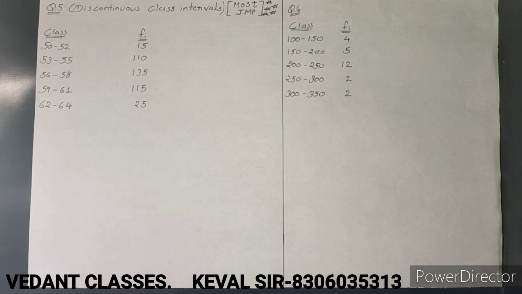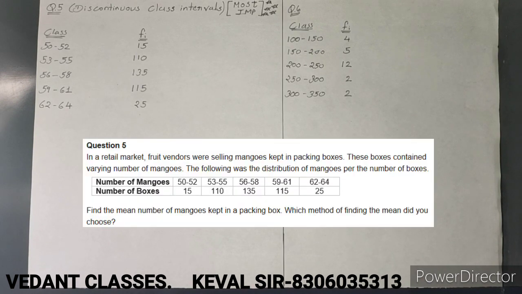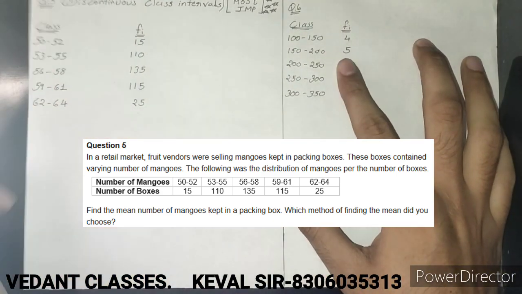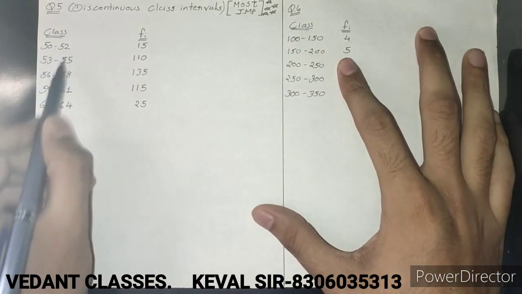So now let's continue with the exercise 14.1. Let's see the question number 5. It is again the most important question. This question is based on the discontinuous class intervals. You can see here the classes are discontinuous.